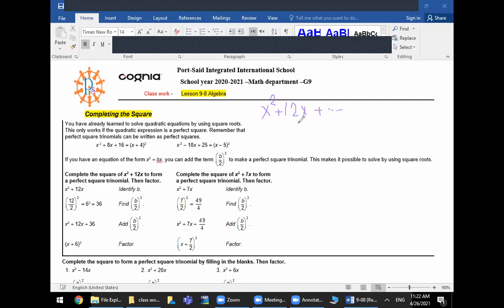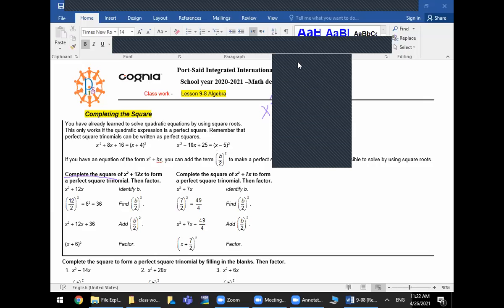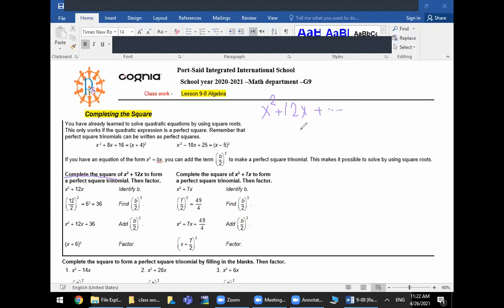Once we have a question like this, and it says at the beginning, by using completing the square or complete the square, did you see this sentence? Complete the square. And it gave us x to the power of 2 plus 12x plus how many? We have a specific rule, which is b over 2 all to the power of 2.